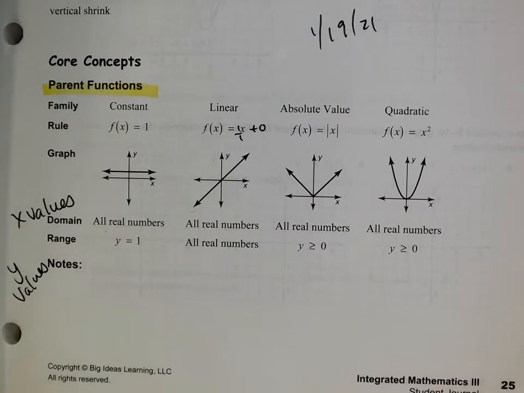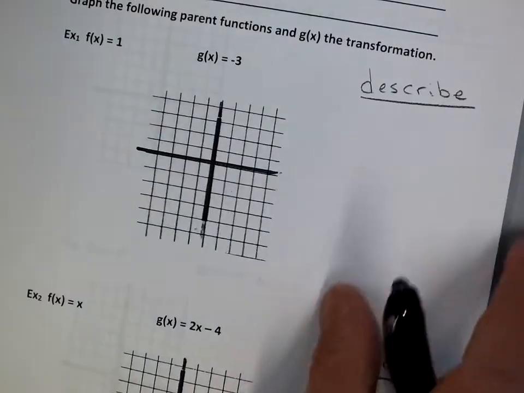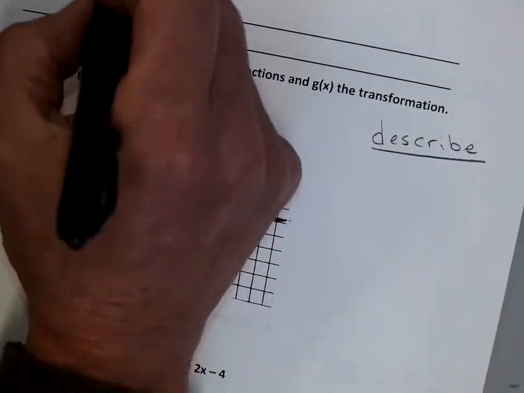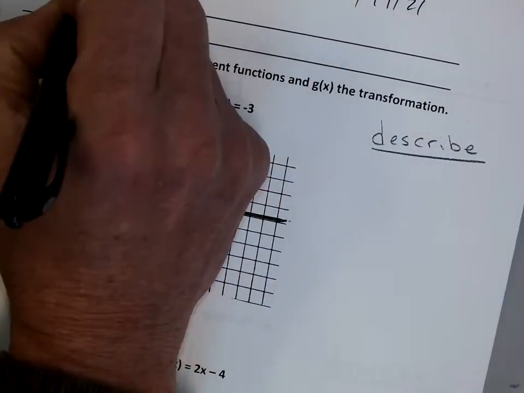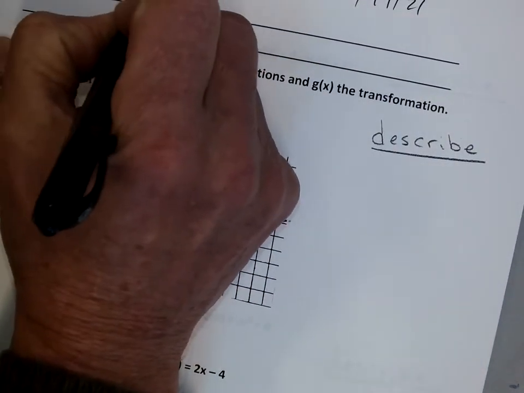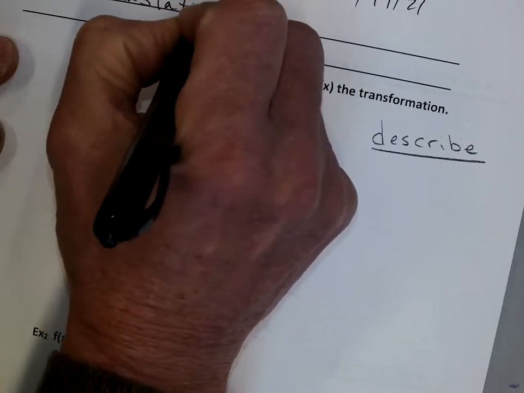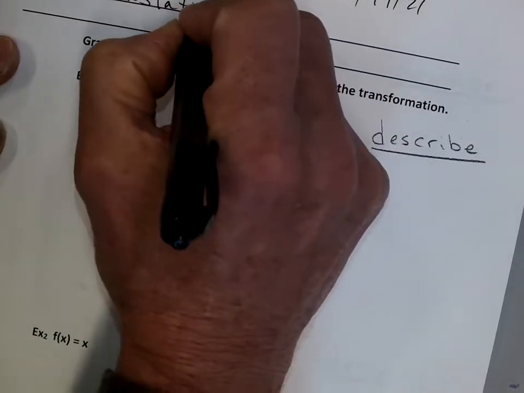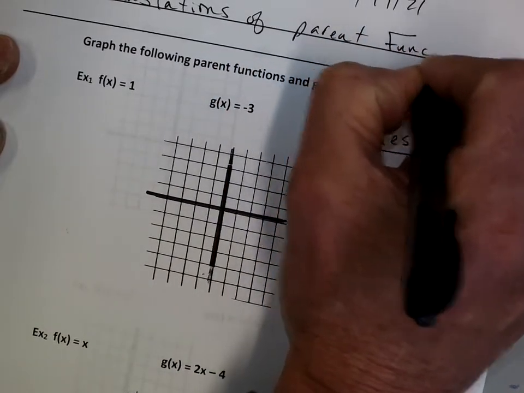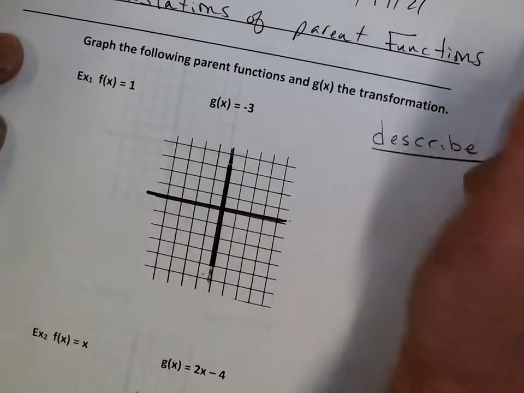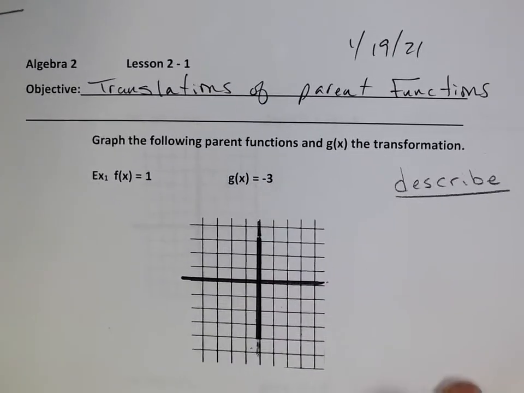Now what we want to do today is change them, okay? So let's take a look at the notes I gave you. So the objective today is we're going to do translations, 1.19, 2.1. Translations of parent functions. Okay? Translations of parent functions, okay?